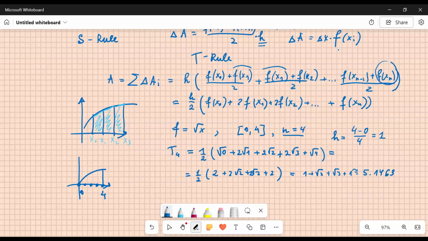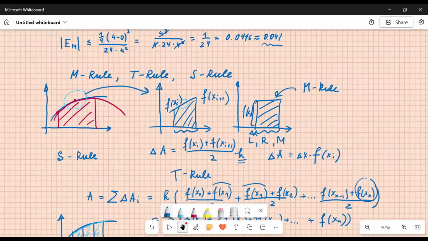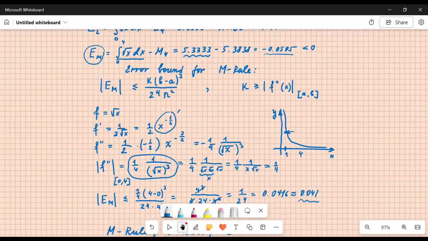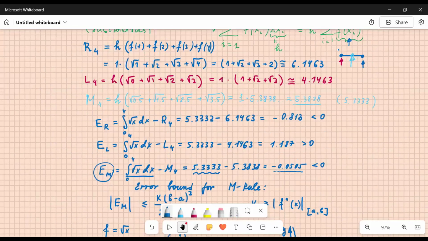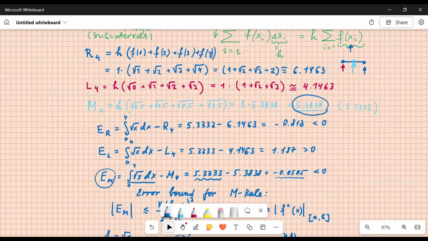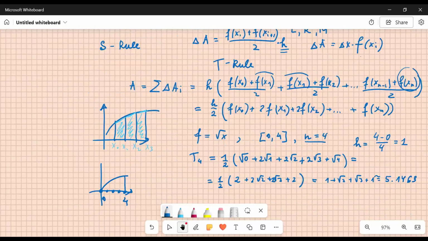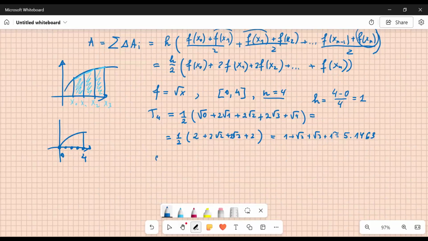Now, let's see if it's better than the midpoint rule. We'll need to go back to what the midpoint rule gave us last class. Yeah, returning back. Here we have 5.3838. So I'm going to write it down. I'm sorry that I'm scrolling. So compare to M4, which was 5.3838, and the exact value of the integral, which was, remember, 5.3333. Well, you see that there is some difference, but it's definitely better than the left-hand estimation and right-hand estimation, right?